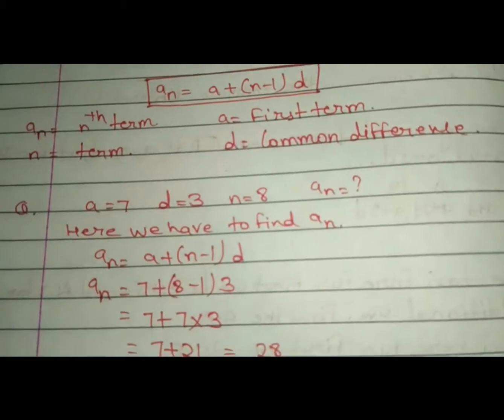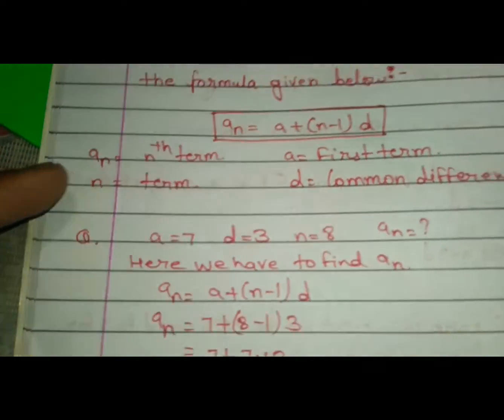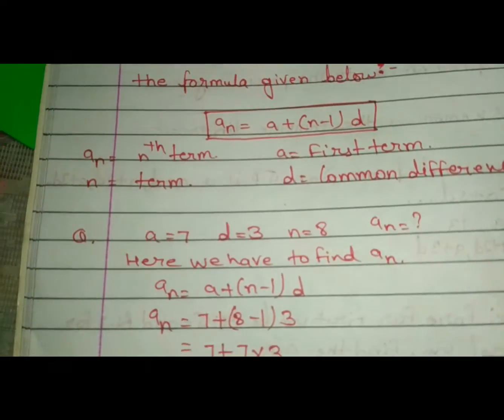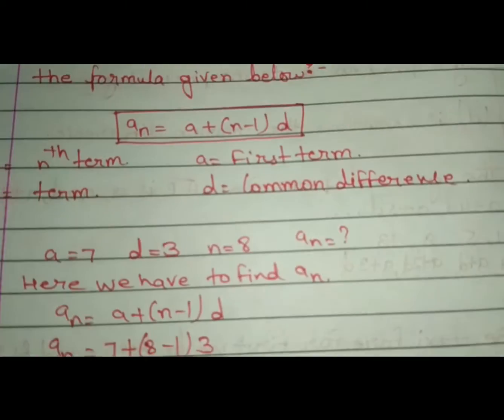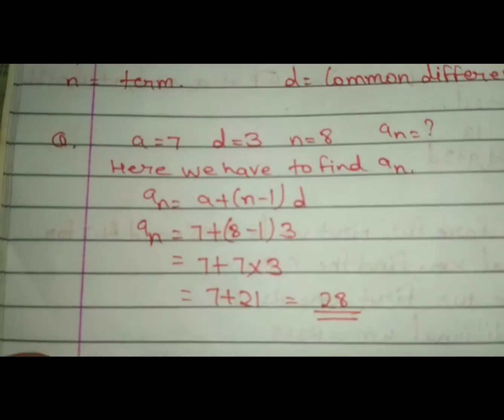Firstly, we will describe these terms. That is, a n is the nth term, a is the first term, n is the number of terms, and d is known as the common difference. We will do the question then.